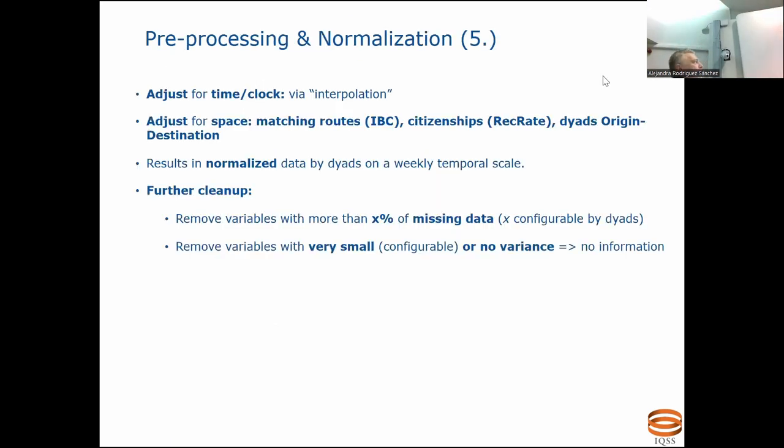And then the normalization or pre-processing part. First, we did some kind of interpolation to adjust for time, but we also needed to adjust for the definition of what is origin and destination, because data are of different types, as you have seen. So we had to match routes, of course, for IBC, citizenship for recognition rate, different country destination, and then take the EASO data for origin-destination. After this normalization, which of course has some pitfalls, but it's a decision you have to take, we did further cleanup. We cleaned up for missing data, and for variables which have very low variance or no variance. Processes which are stable do not give you any information about what's happening next, okay?